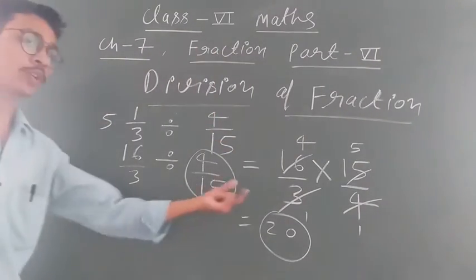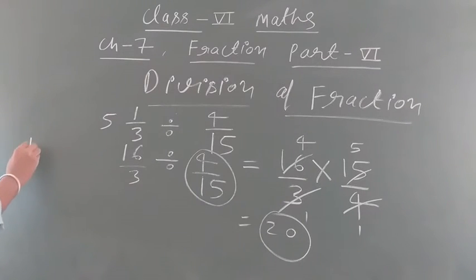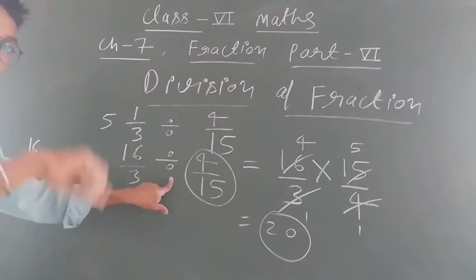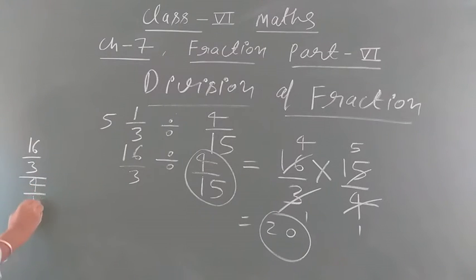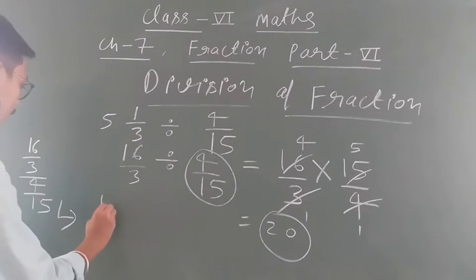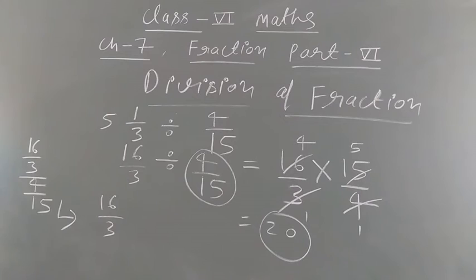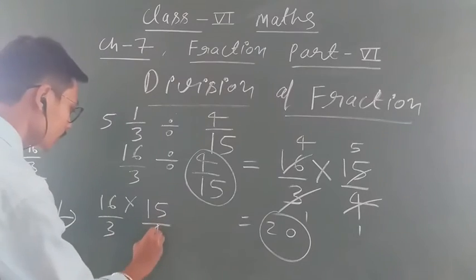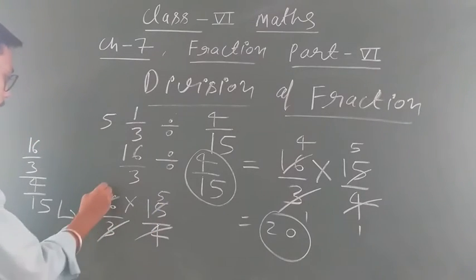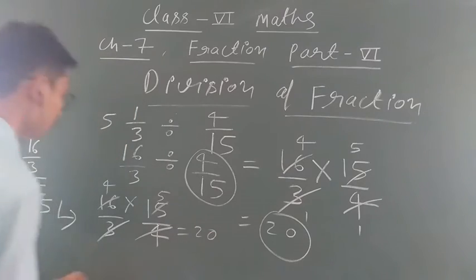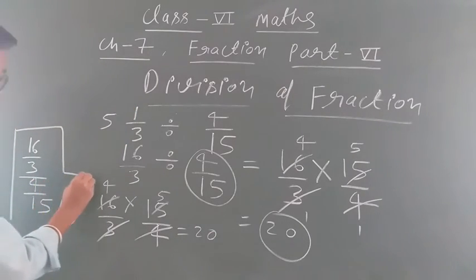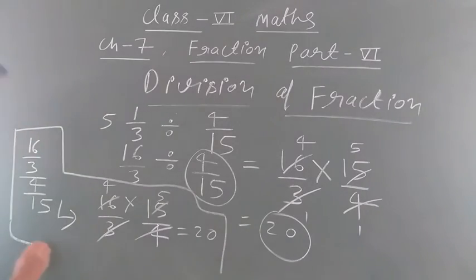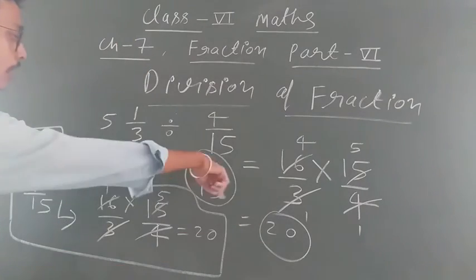Some students will be confused about why we are doing this, so here I am going to explain. See students, we write 16 upon 3 divided by 4 upon 15. 16 upon 3 will be the same, and 15 will go upside, 15 upon 4. So 3 fives are 15 and 4 fours are 16, so the answer is also 20. Okay students? This is also something you can do, but in this you will be confused. So always apply this one.